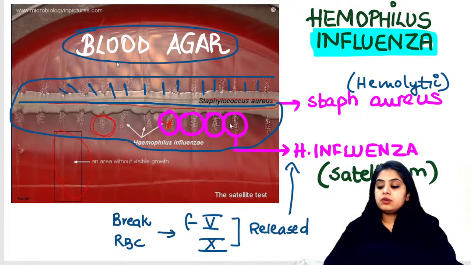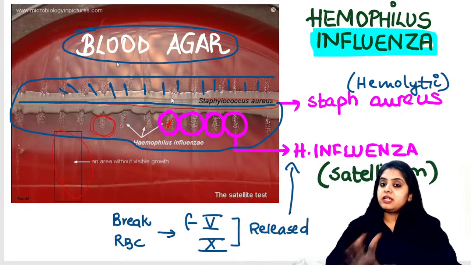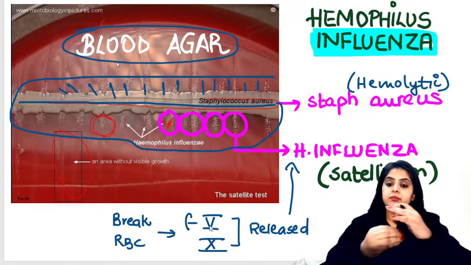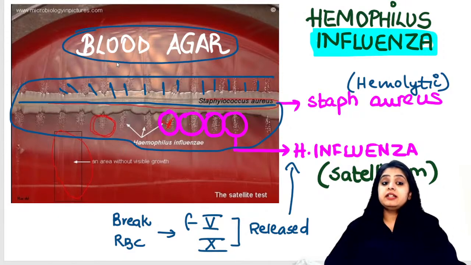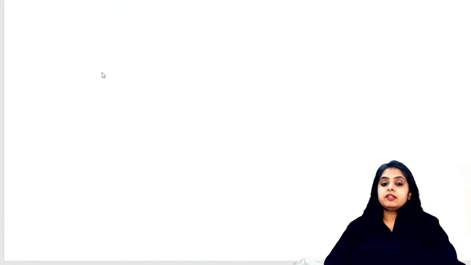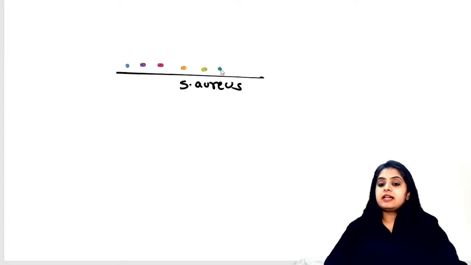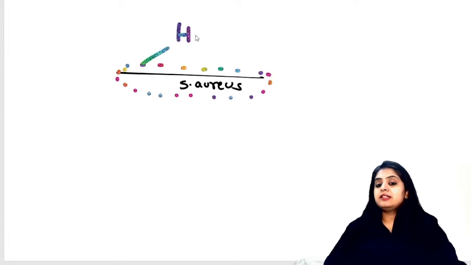Can you see these dots that are coming? Haemophilus influenzae says, fine, Staph aureus is breaking the cells over here. Factor 5, factor 10 is being received, food is being received. So let me grow. Like a satellite, it's going to grow around. So simple. Why did they call it satellitism? Because if this is Staph aureus, then Haemophilus influenzae says, I will only grow like a satellite around it. Like a satellite around it, I am going to grow. That is Haemophilus influenzae. Please remember this.